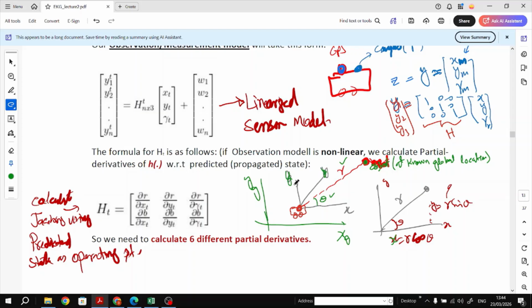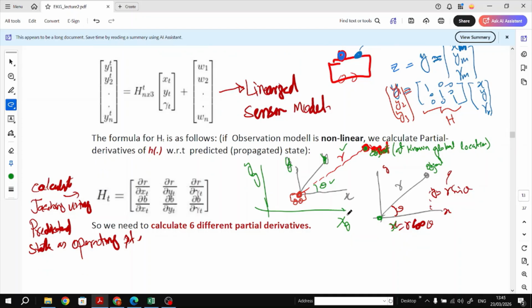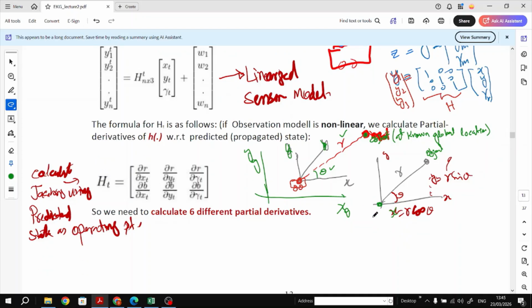So in the 2D case, let me say for convenience that the robot frame and the global frame are coincident. It means that the global frame is also here. You are getting the range to the object, and you are getting the angle to the object. These are your measurements from the sensor, right? So how can you find the relationship between the sensor measurements and the state of your robot?